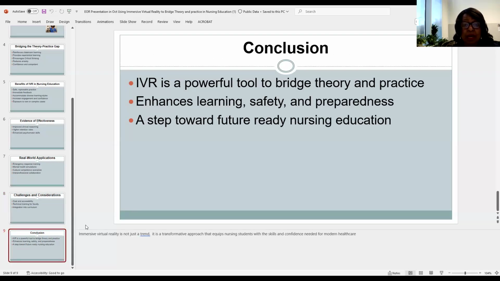Just so you know, everybody, IVR is a powerful tool which really bridges theory and practice. The students really love it because it's technology. It enhances their learning, and they can repeat it as long as they want. It prepares them for clinical when they go to the hospital, since they do a lot of hands-on work. Honestly, it is a step toward the future. Even hospitals are using it. I work at Mount Sinai South Nassau, and we are using it. Some hospitals in Nassau County in Long Island are using it or are trying to buy the equipment.